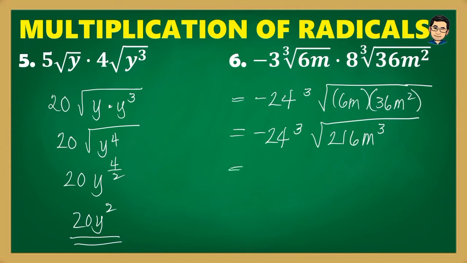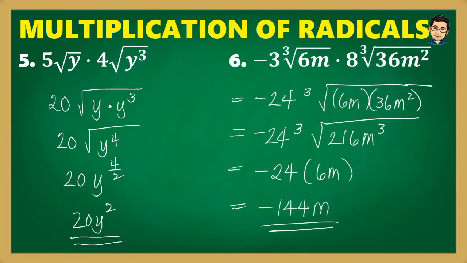So, sulat lang natin as negative 24 times the cube root of 216 is 6. And then, the cube root of m cube is m. So, 6m. Multiply lang natin, negative 24 times 6m, that is negative 144m. So, this will be our final answer.